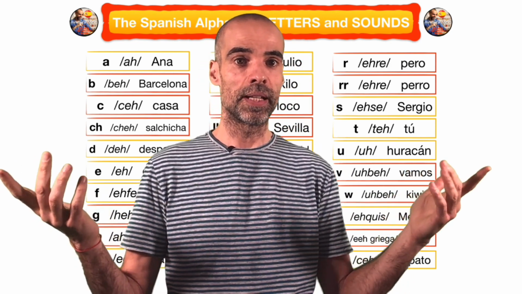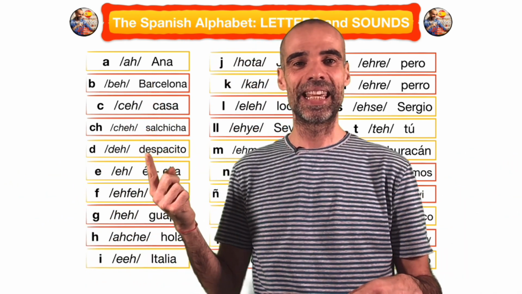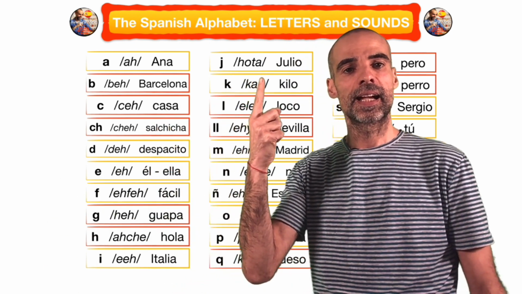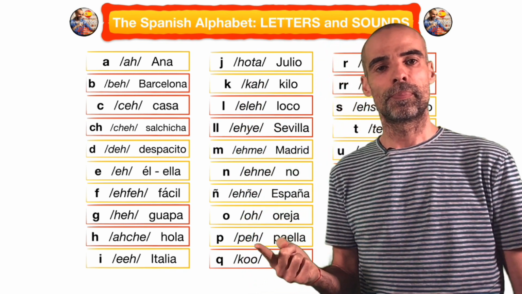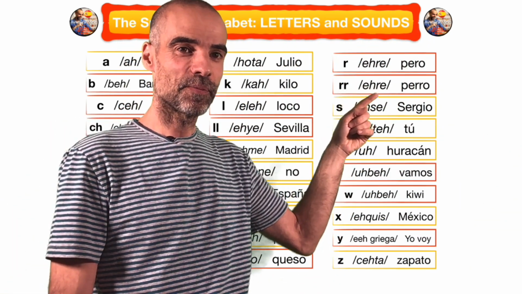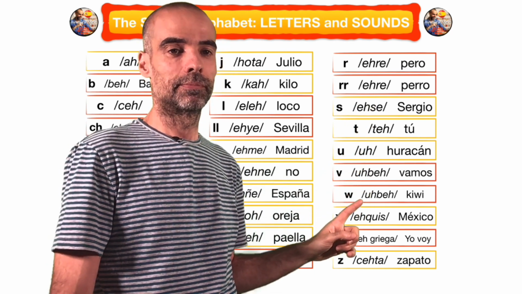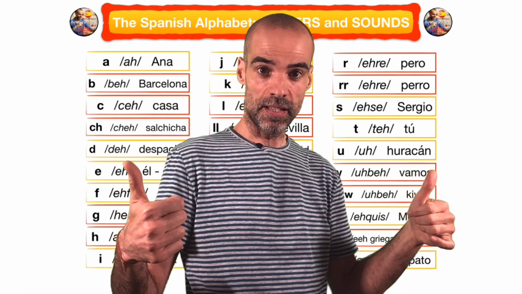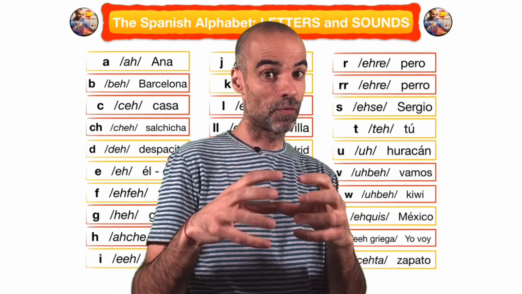And the rest, you know it, we can repeat it now if you want. A, B, C, Ch, D, E, F, G, H, I, J, K, L, Y, M, N, Ñ, O, P, Q, R, R, S, T, U, V, W, X, Y, Z. Bien, no? It's easy, right? You got it. Okay, people, this is the basis of the alphabet in Spanish, of the sounds.